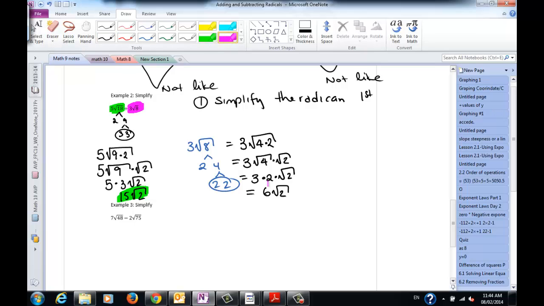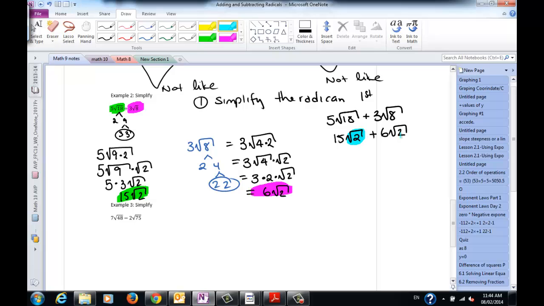Okay, so I did some simplification here. So I'm going to rewrite my whole thing. So I started off with this: 5 root 18 plus 3 root 8. I simplified 5 root 18 to become 15 root 2, and I simplified 3 root 8, and it became 6 root 2.